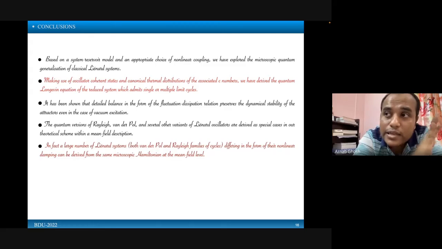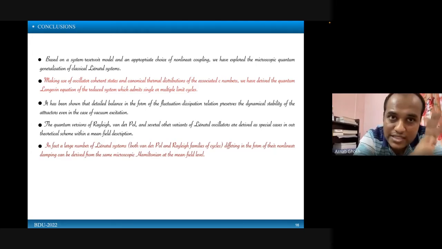So in that limit, it is definitely a quantum oscillator, and the quantum versions of this Rayleigh, van der Pol and several other variants of them can be derived as a special case of the theoretical scheme as I presented, but within a mean field description. This is very crucial: we have shown that under the mean field, if you neglect these correlations, only then can you show that these noisy oscillators, the van der Pol and the Rayleigh, are equivalent. Otherwise not.